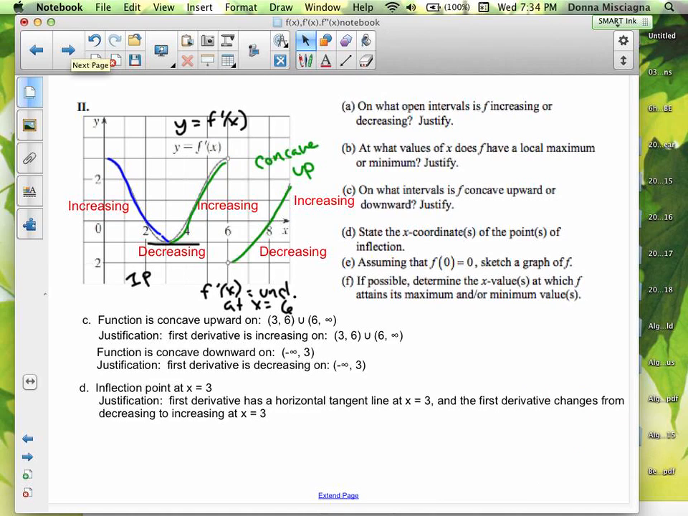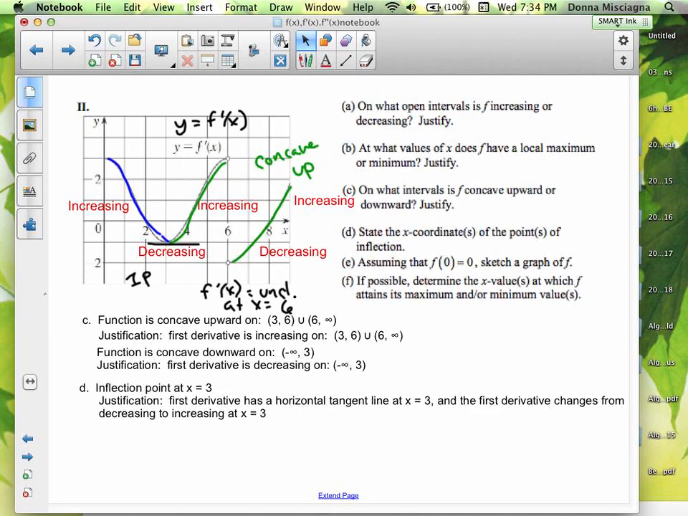All right, so at what intervals is f concave upward or downward? Justify. So the function is concave upward on 3 to 6, the green, and from 6 to infinity. Justification: the first derivative is increasing on 3 to 6 and 6 to infinity. Right? The function is concave down on negative infinity to 3. Justification: the first derivative is decreasing on negative infinity to 3.